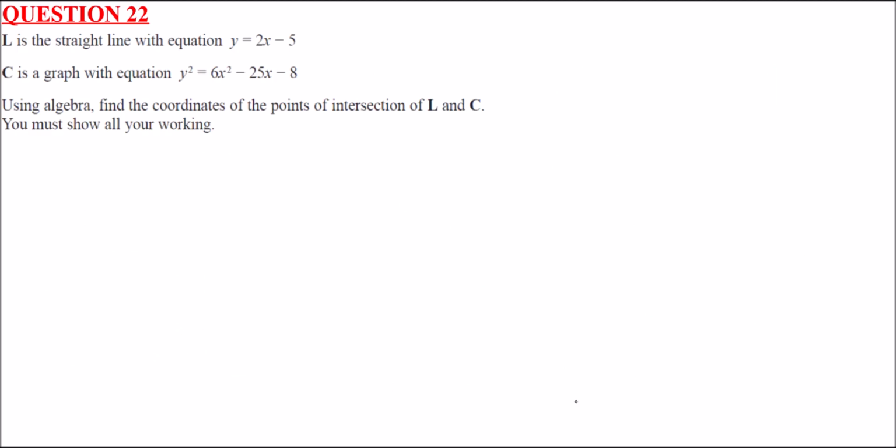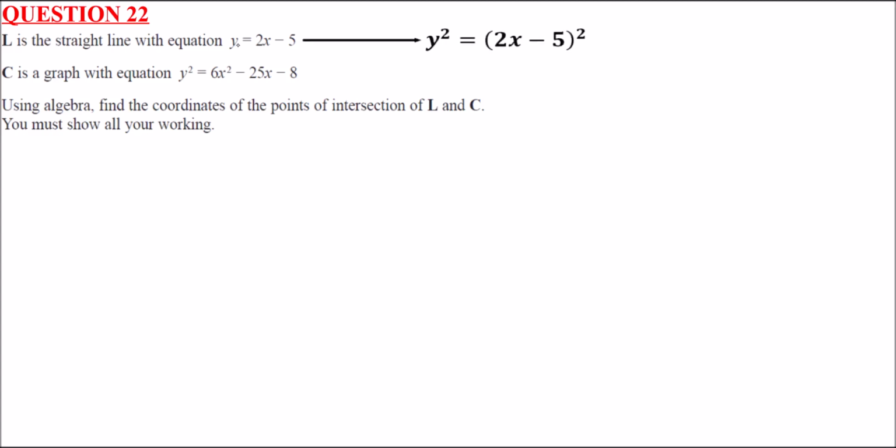The last question, which is never straightforward. L is a straight line with equation y equals 2x minus 5, and C is a graph with equation y squared equals 6x squared minus 25x minus 8. Using algebra, find the coordinates of the points of intersection of L and C. You must show all your working.